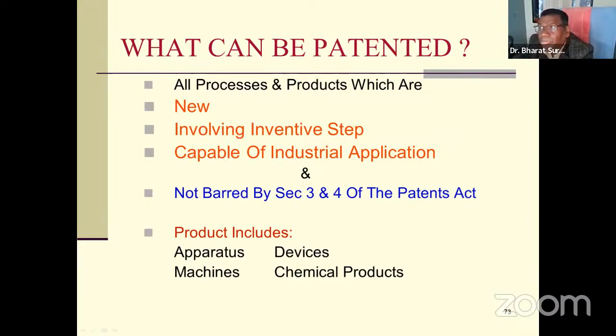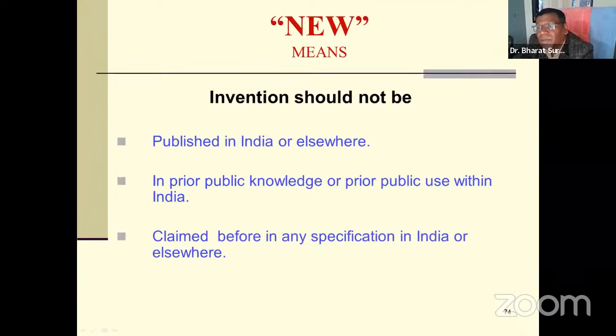Product includes apparatus, device, machines, and chemical products. You can get a patent for all. Now, when can we say that your invention, your product or a process is new or not? It should not be published in India or elsewhere. It means throughout the world we are checking for the novelty. It should be new in the world.